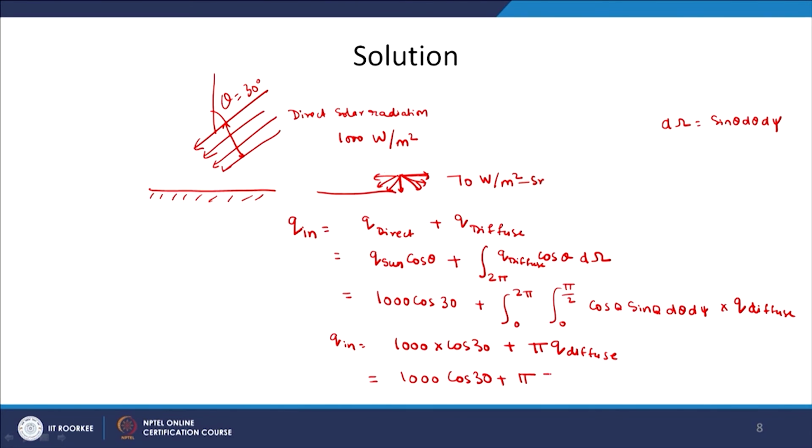So, this will be equal to 1000 cos 30 plus pi times 70 watt per meter square. This value will be equal to a total of 1086 watt per meter square. So, the total amount of energy received from the sun will be equal to 1086 watt per meter square. This is how you can use the direct and diffuse components of the radiation. Thank you very much.